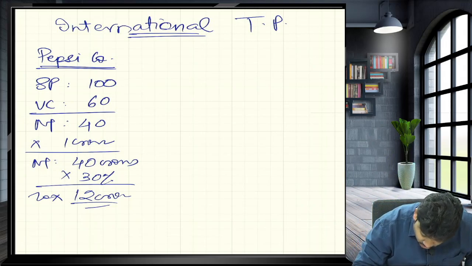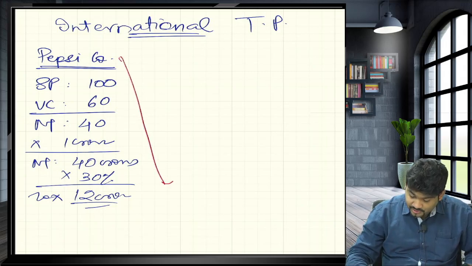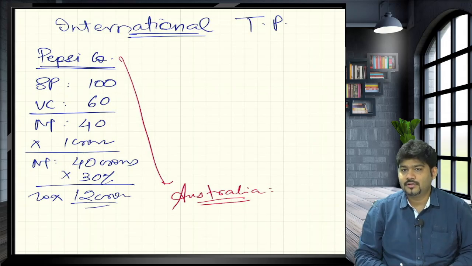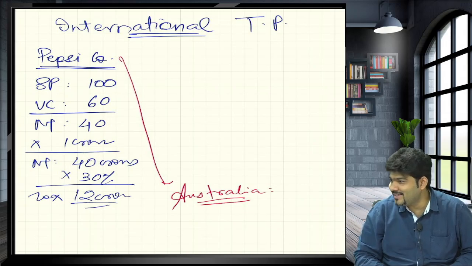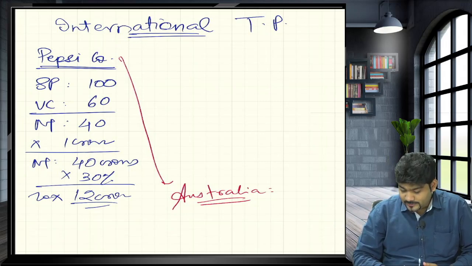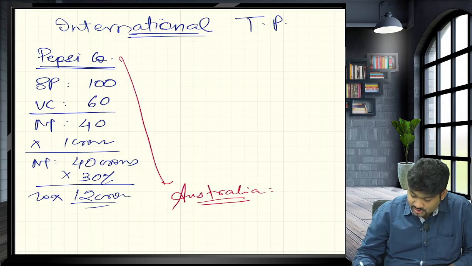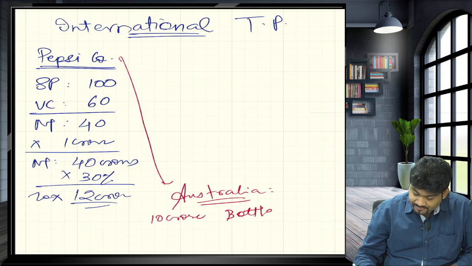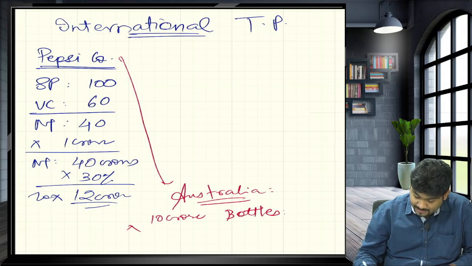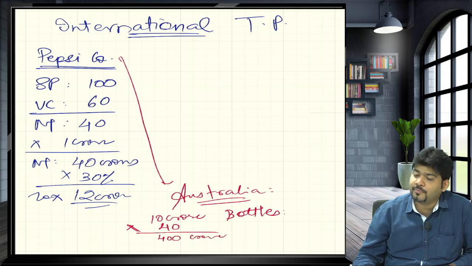Now this PepsiCo has got a call from Australia. Have you heard of Australia? Australia is a continent and a country down south. They have received an order from Australia of 10 crore Pepsi bottles. Per bottle, how much is Pepsi earning? 40 rupees. So in short, with this project they will be earning 400 crore rupees.